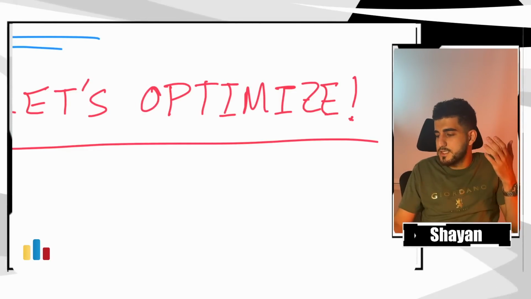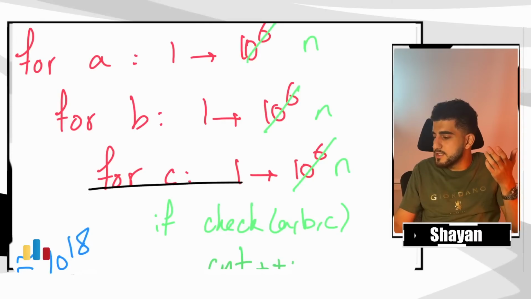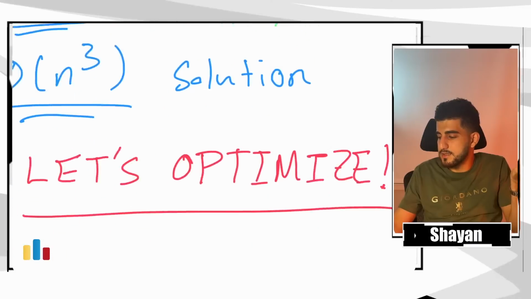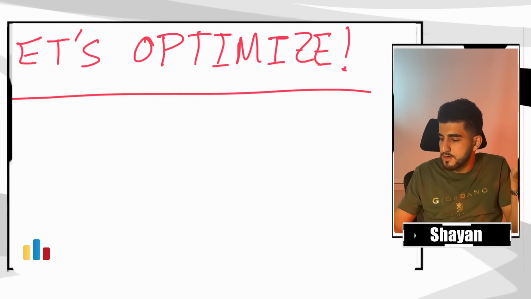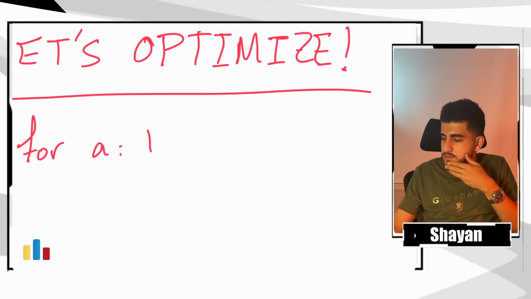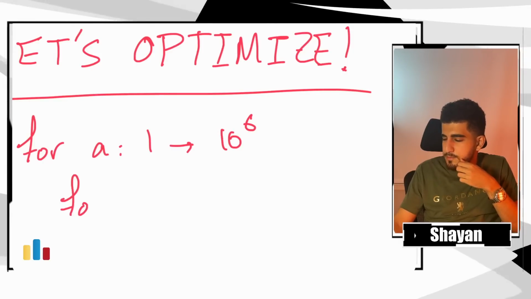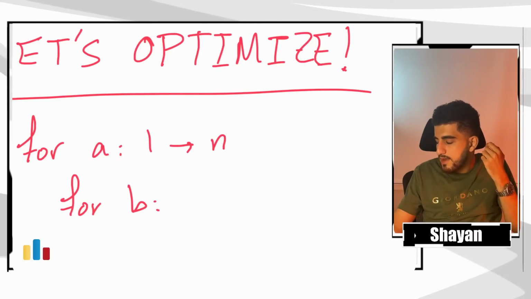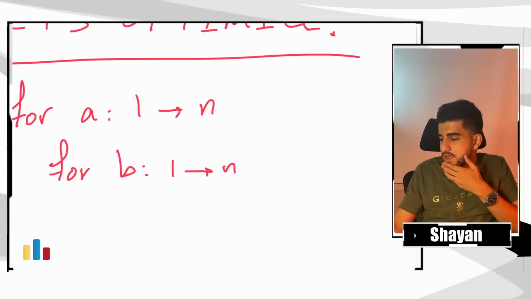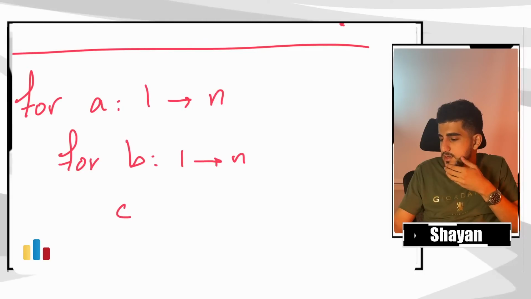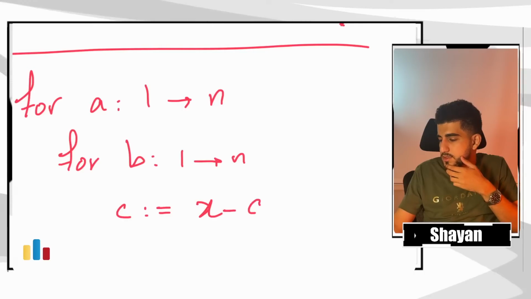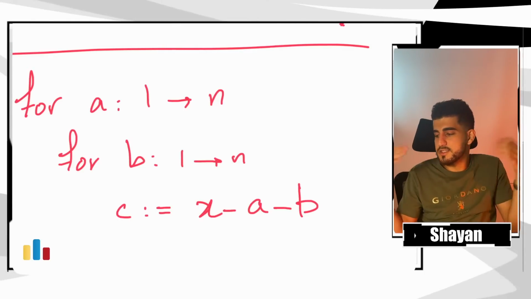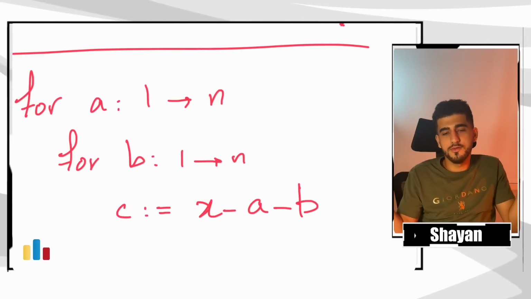So, C, you can avoid having this for on C. You can remove this. Why? Because C can be uniquely determined when you fix A and B. So you can have A from 1 to 10 to the power of 6, and B from 1 to n, let's use n because we used n there. So have a for A from 1 to n, B from 1 to n, and then you can just set C as x minus A minus B. You don't need a third for loop for C. You can just say that C is equal to x minus A minus B, right?